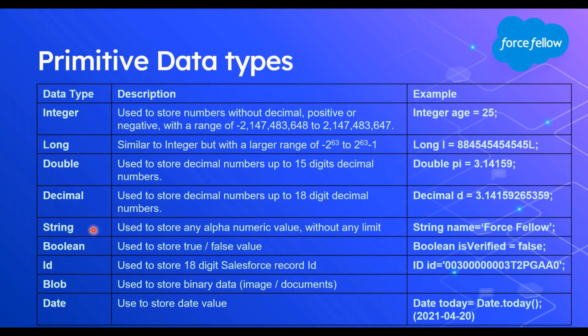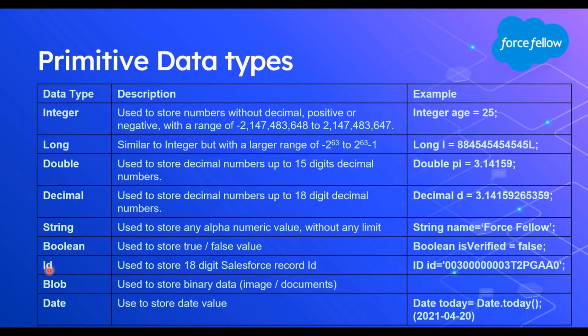Okay. And in case you want to store alphanumeric values, where the value can be anything like a number, character, or any special symbol, then we should go with the string data type. And the string data type doesn't have any specific character limit. Okay. And if you want to store true/false values, then we should use Boolean as the data type.